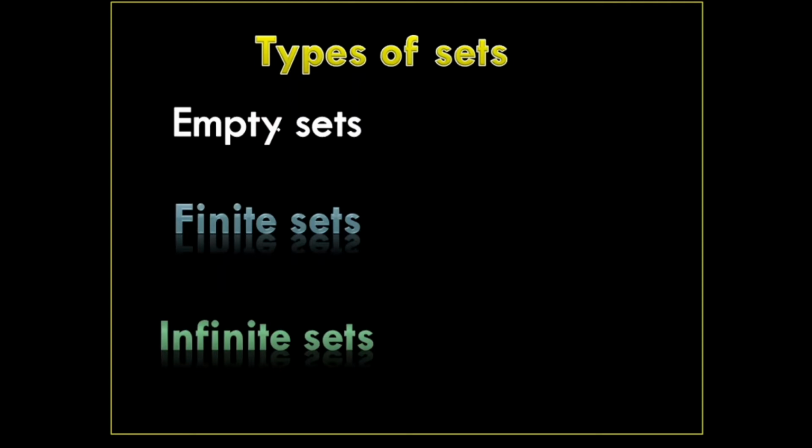First, empty set. What are empty sets? Empty sets are sets in which there is no element, no member in it. It is denoted by either this symbol, which should not be put inside the curly brackets. If you put it that way, it is wrong. Either the curly bracket or the symbol. Now what is an empty set?